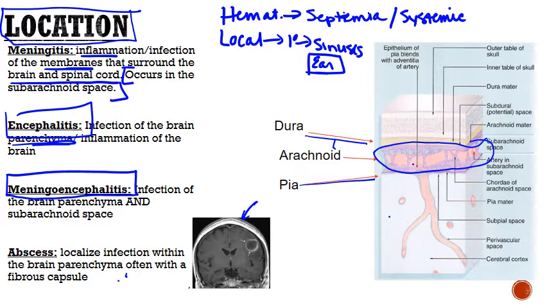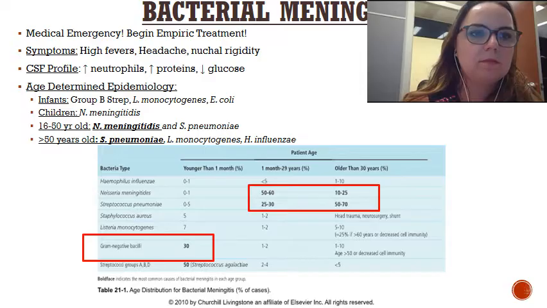There is one other option, and those are abscesses. These are localized infections within the brain parenchyma, so you can see that here. This often will have a fibrous capsule, and that's what I'm showing there. You can get an abscess in your brain just like you can on your foot. It's just localized to one spot. It's not the whole thing. Same thing with the brain.